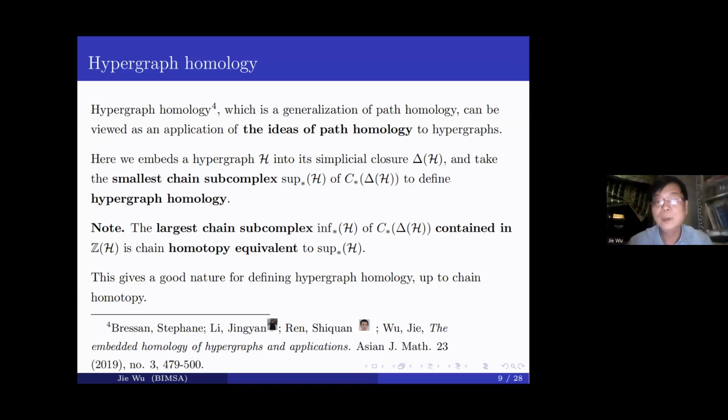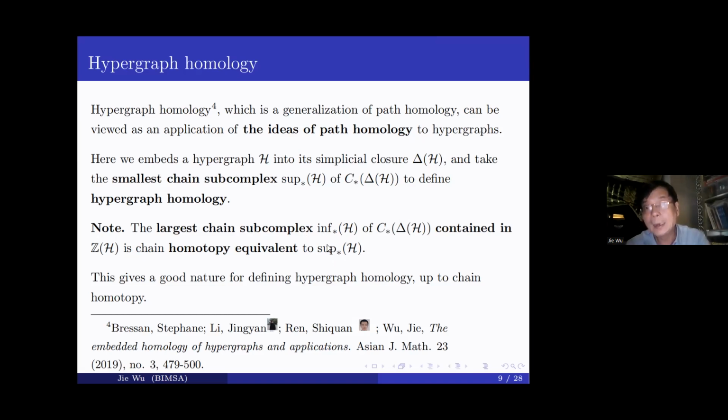So those vector spaces form a chain subcomplex, and you move up to the largest one. Of course, they are not equal. What's important is that there is a largest chain subcomplex contained in the linear vector space given by linear combinations of hyperedges, and the smallest chain complex containing all hyperedges. There's a natural inclusion there.